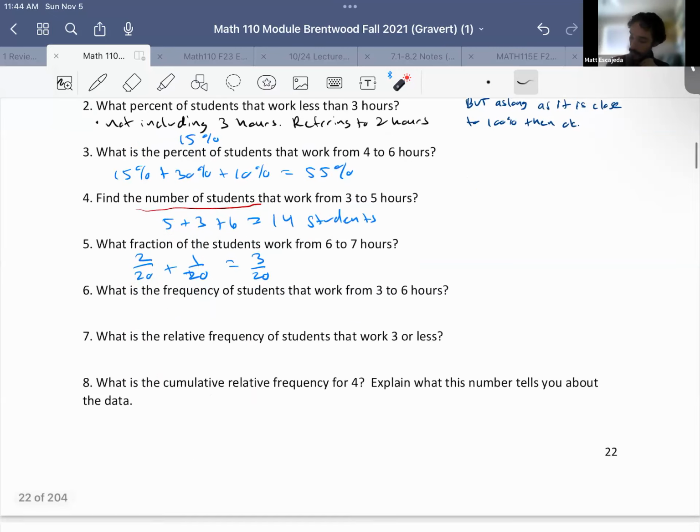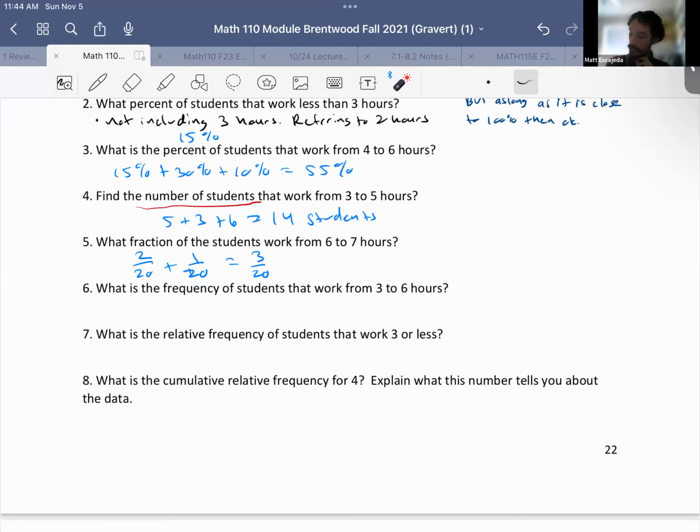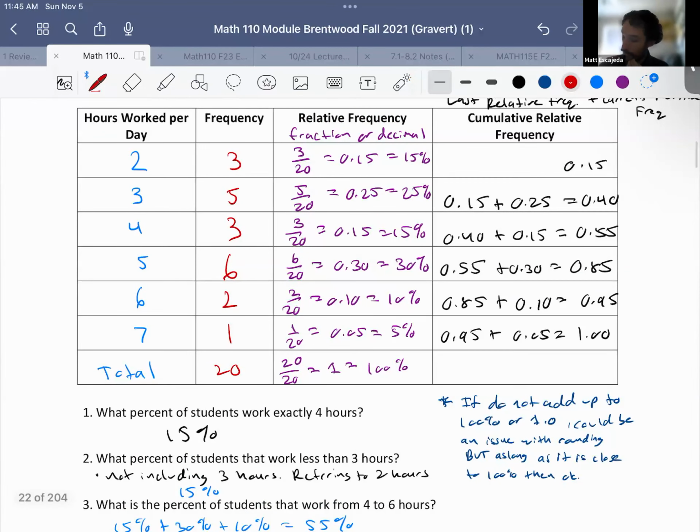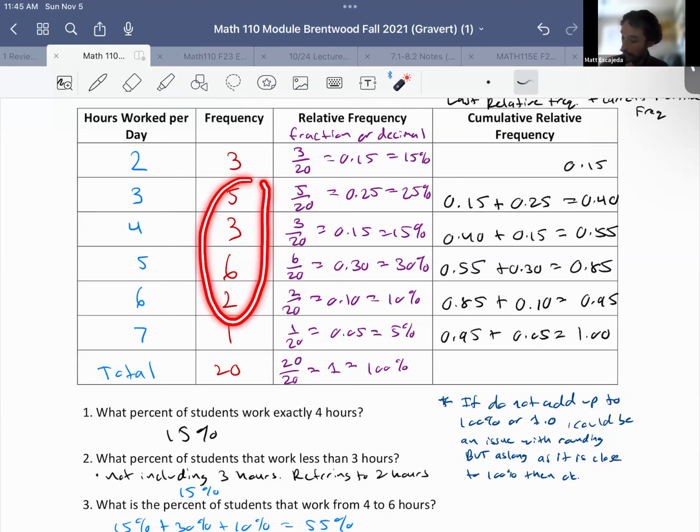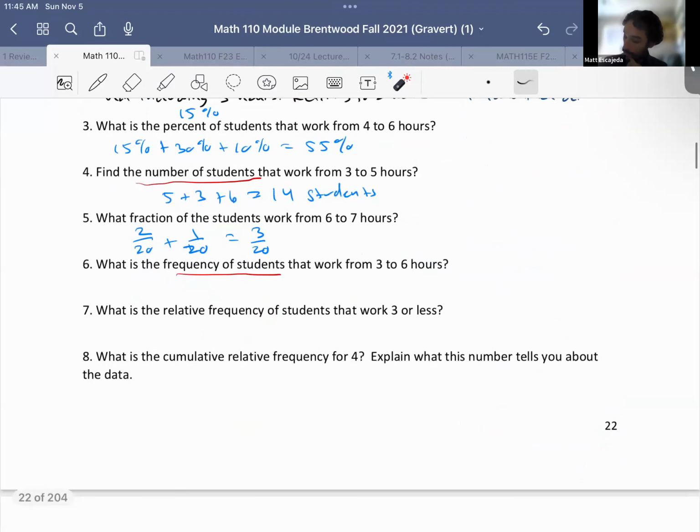Okay, so number 6, what is the frequency of students that work from 3 to 6 hours? So we're talking about frequency again, meaning the number of students, right? So we're not talking about fractions or percentages again. We're just looking at the actual number of students. 3 to 6 hours. So we're just adding up these ones right here. 5 plus 3 plus 6 plus 2. Okay. So let's add those up. 5 plus 3 plus 6 plus 2, and that equals 16 students.